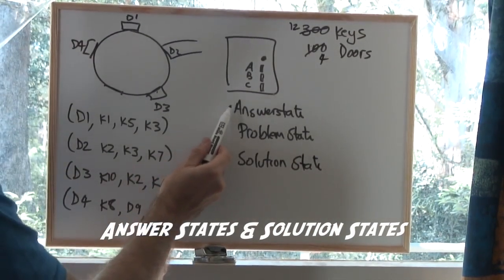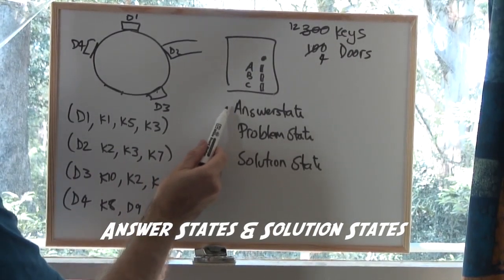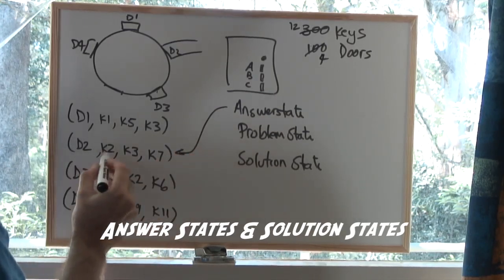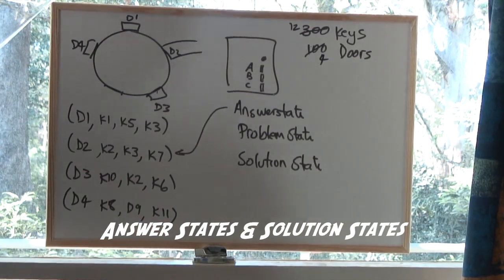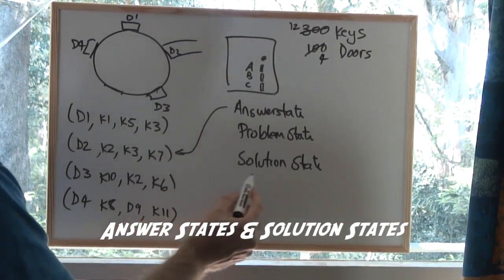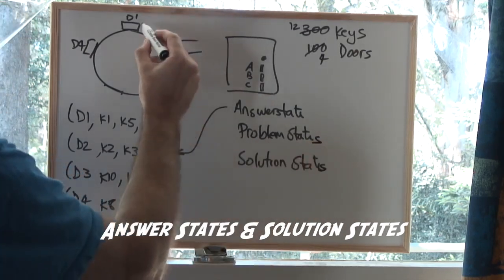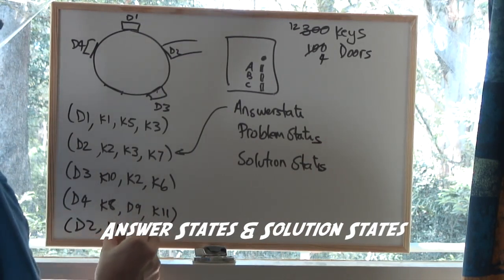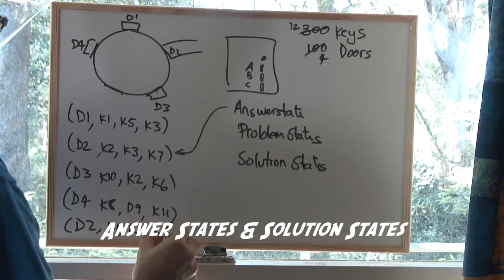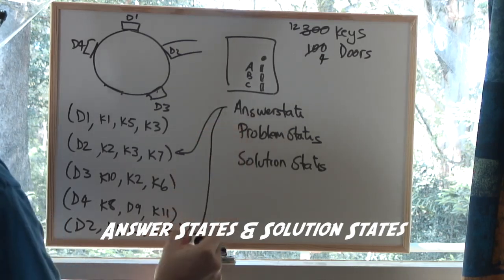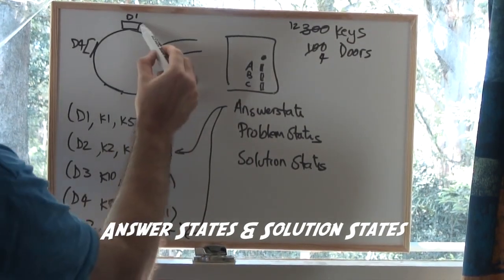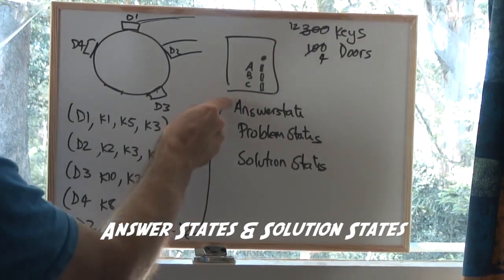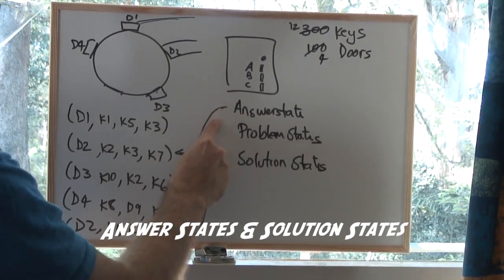The answer state is the correct way of solving the problem. That's this one here. The answer state is D2, K2, K3, K7. I'm going to write it as a 4-tuple. I guess if there were other ways of unlocking the doors, say, for example, D2, K1, K3, K4, then there might be 2 answer states. That's 2 ways of solving the problem. Or there might be other corridors out, then this would also be an answer state here. At the moment, we'll just have it as one answer state, but that's not important.